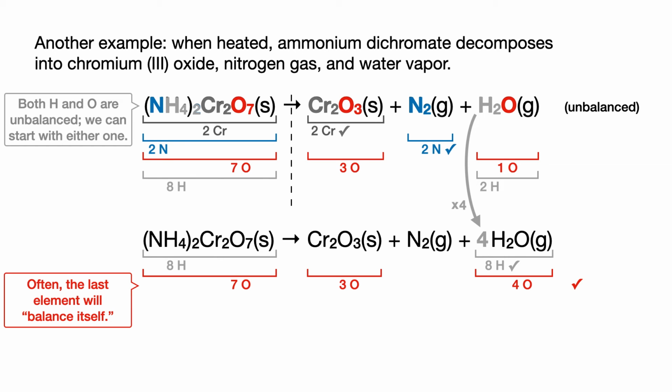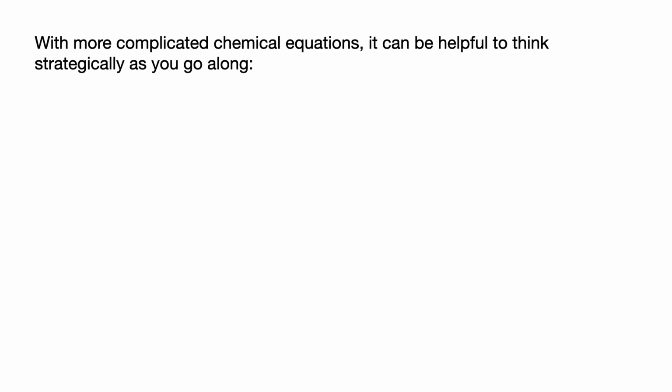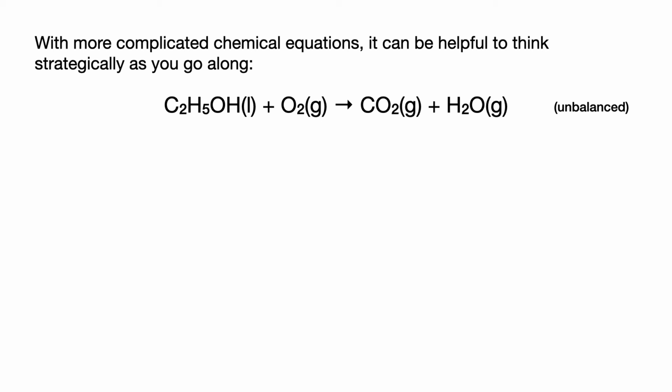So I want to look next at a more complicated chemical equation where there's a little bit of strategic thinking that goes into choosing which elements to balance first and which ones to do later. So in this case, I'm going to look at combustion of ethanol, C2H5OH, reacting with oxygen gas to form carbon dioxide and water vapor. So here's our unbalanced chemical equation.